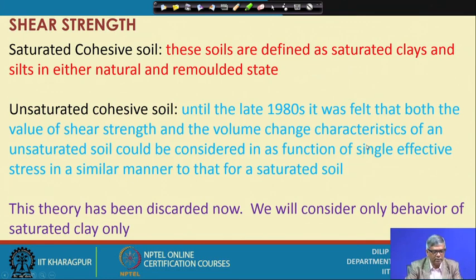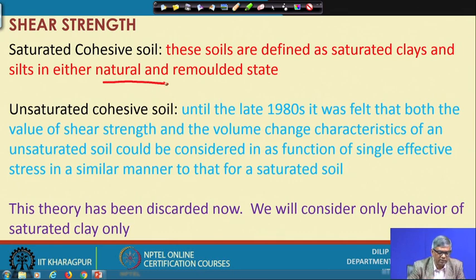And next, saturated cohesive soil. This basically defines saturated clays and silt during a direct shear test. We consider saturated condition, whether it is natural or remolded state, we try to make it saturated. If it is not saturated, we will try to saturate it before shear. So, that is one thing.